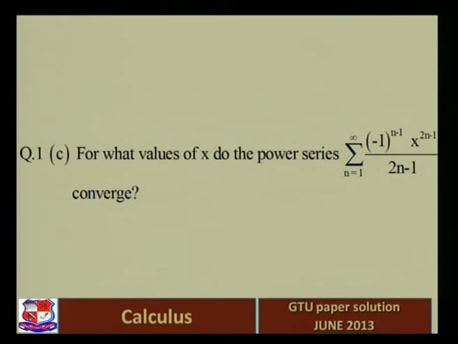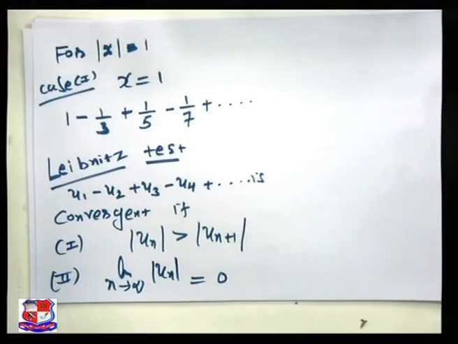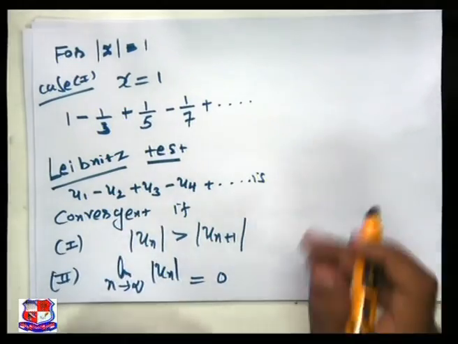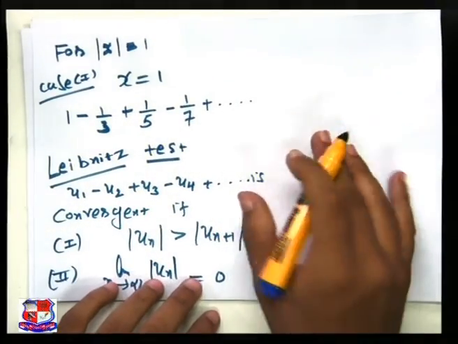The first condition is modulus un greater than modulus un plus 1. That is also possible because what is modulus un? That is 1 upon 2n minus 1. What is un plus 1? 1 upon 2n plus 1. So always 1 upon 2n minus 1 is greater than 1 upon 2n plus 1. Okay, let's check how it can be possible.